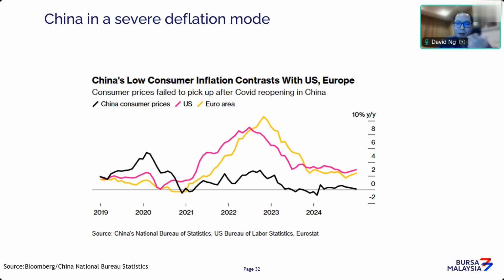If you compare to the US, it's a different story. The US might be facing an inflationary environment. So it's a very diverging economy. You have China going into deflation mode, and you have the US going into inflation mode. So clearly these two economies are diverging.